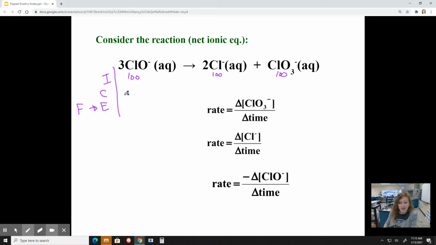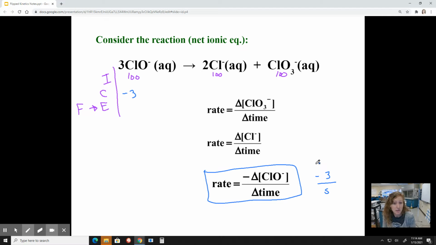Okay, so let's say 3 of my hypochlorite ions disappear, right? My reactant, my ClO minus. So -3 is my change. So my rate in terms of this is going to be 100 minus 97, right? So my change is going to be 3 per second. Okay, so my chemical rate is 3 molar per second, right?